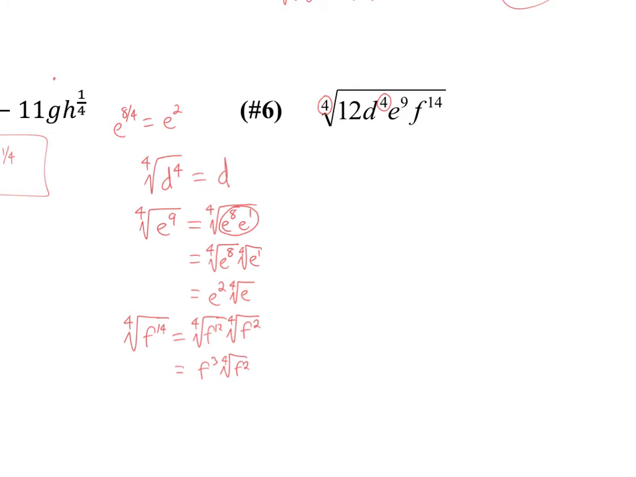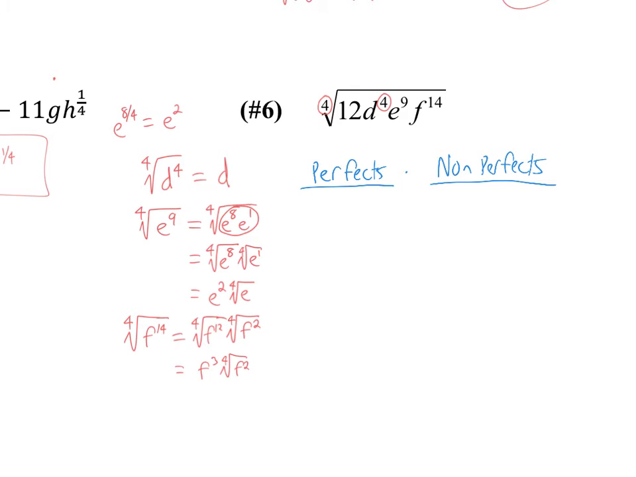So we're going to write, I'm going to use a different color actually. We're going to do perfects times non-perfects. Perfects times non-perfects.